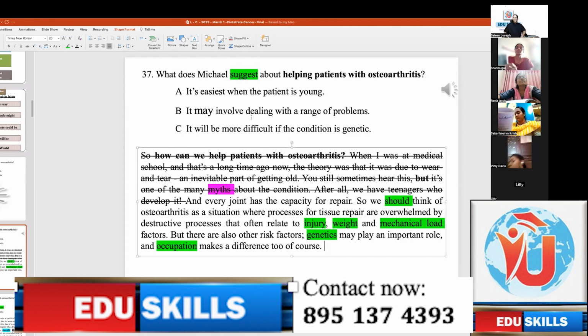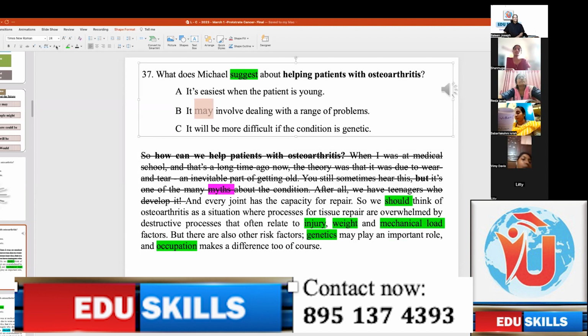So here they say it may involve dealing with a range of problems. Helping patients means you have to deal with all these problems. Did you get the idea? This is the gist. The whole second part's gist is that if you are to help the patients, this is going to involve all these factors or these problems, a range of problems. That's how you confirm the answer. Actually, it was not required, because you said there is a may, which denotes opinion, right?